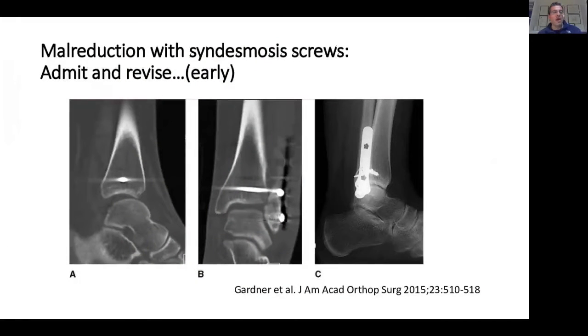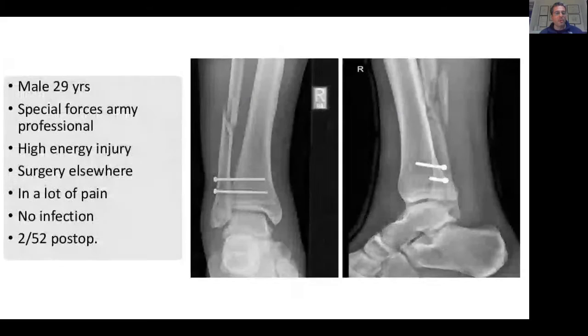Now, if you have a malreduction of the ankle or the syndesmosis, and you have used syndesmosis screws, admit the problem and revise early. This is a high demand young patient who is in the special forces in the army, had an injury at work, and he was fixed like this, and he was still in a lot of pain. He was fixed in a different hospital.